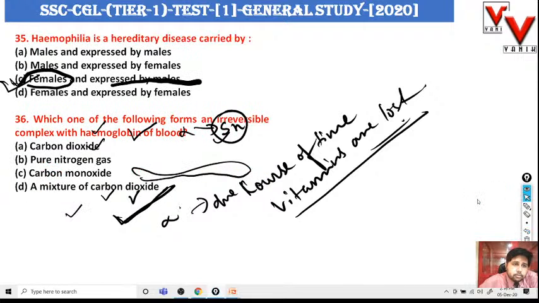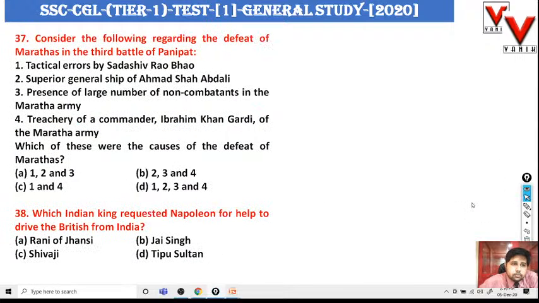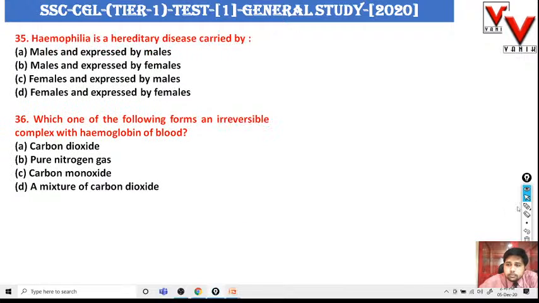Moving to the next question. Hemophilia is a hereditary disease carried by. It is carried by females, but expressed by males. So hemophilia is a hereditary disease linked to your X chromosome part.